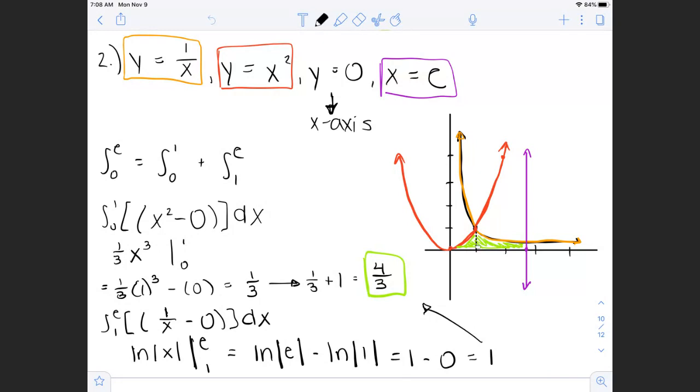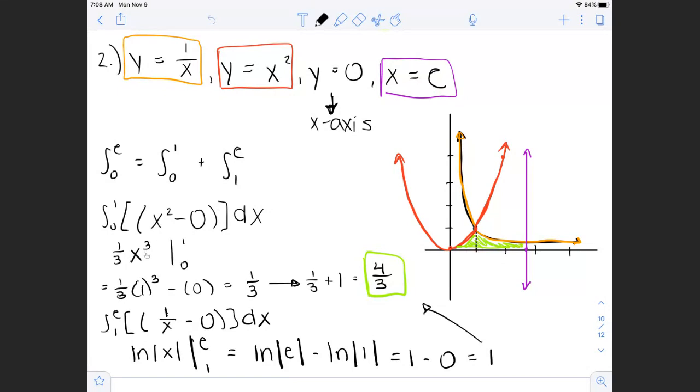I had split it into 2 areas, and I found that 1 over x being equal to x squared would intersect at x equals 1. So I knew that this was an area from 0 to 1 and an area from 1 to e. So I knew that the interval from 0 to e was 0 to 1 plus 1 to e. So I found the interval first from 0 to 1. The upper limit I knew was x squared, and the lower was 0.